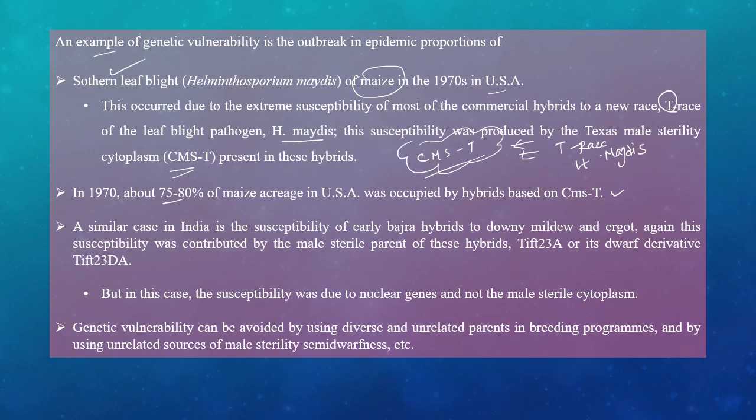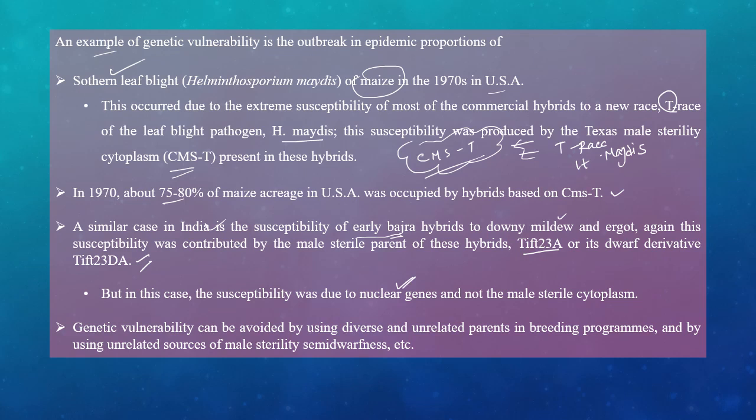Similar case was reported in India too. There is a susceptibility of the Bajra hybrids due to the downy mildew and ergot. Again, this susceptibility was contributed by the male sterile parent of these hybrids, that is the Tift 23A, and its dwarf derivatives, that is the Tift 23 dwarf A. Okay, these varieties were susceptible to these diseases, and this made a huge epidemic in India. But in this case, the susceptibility was due to the nuclear genes, not due to the cytoplasmic genes.